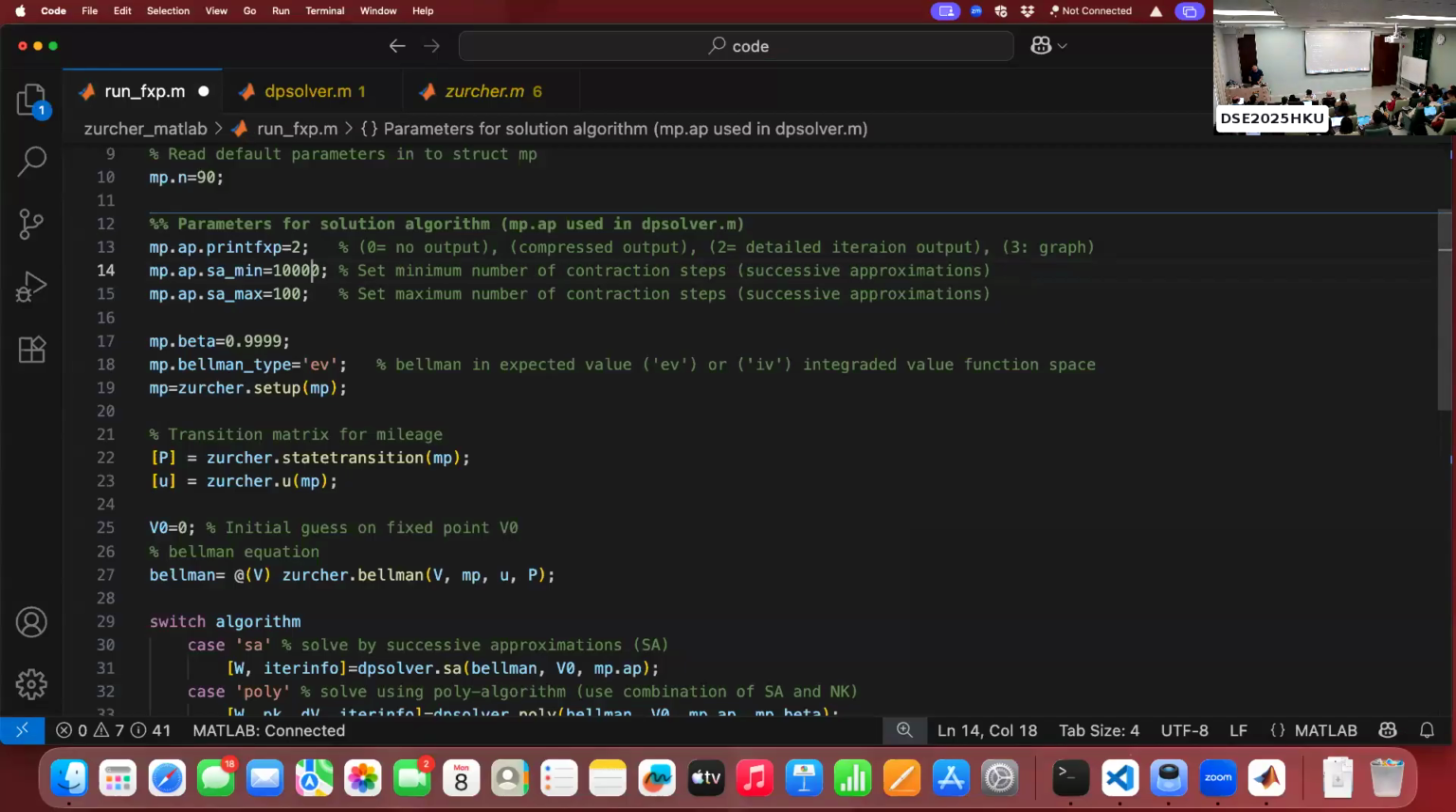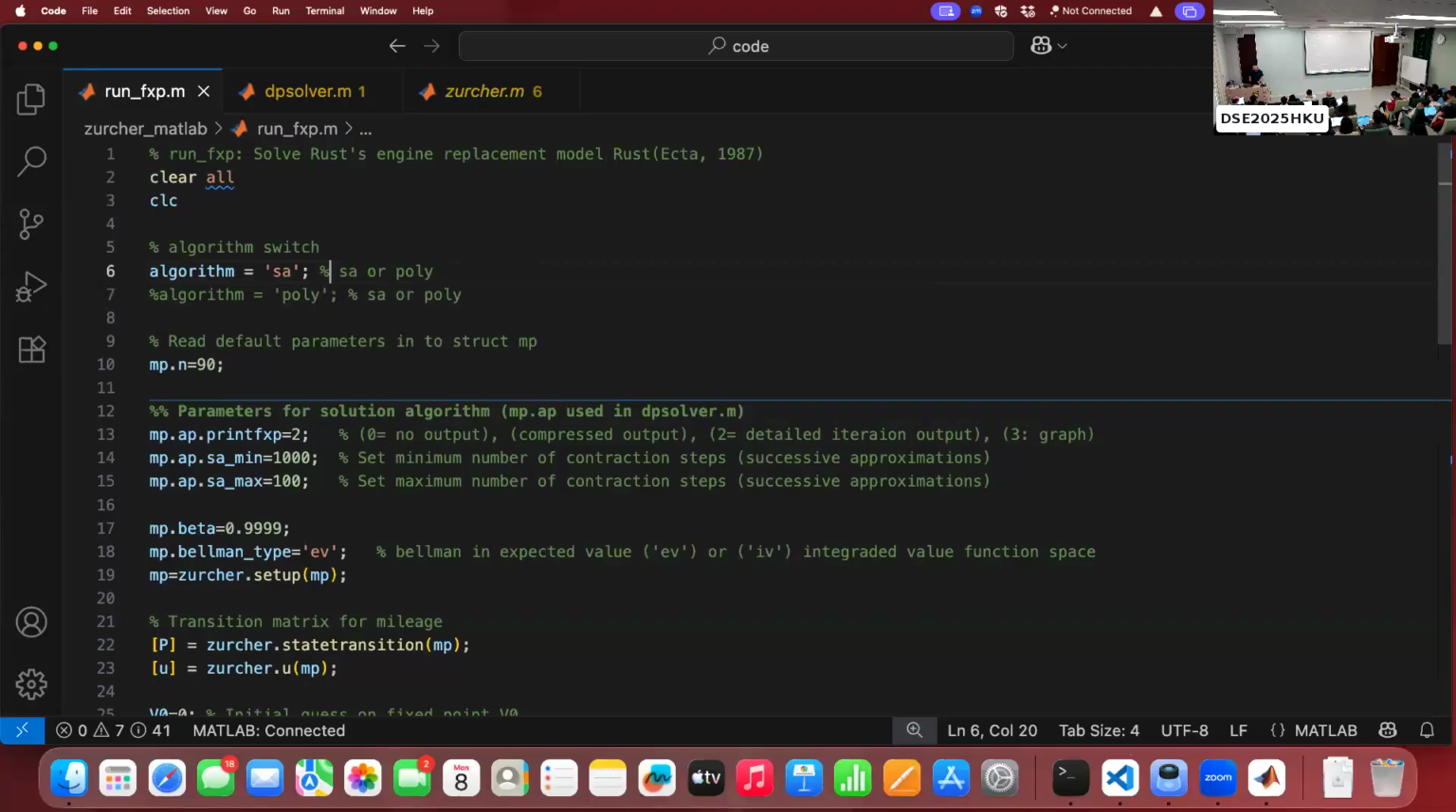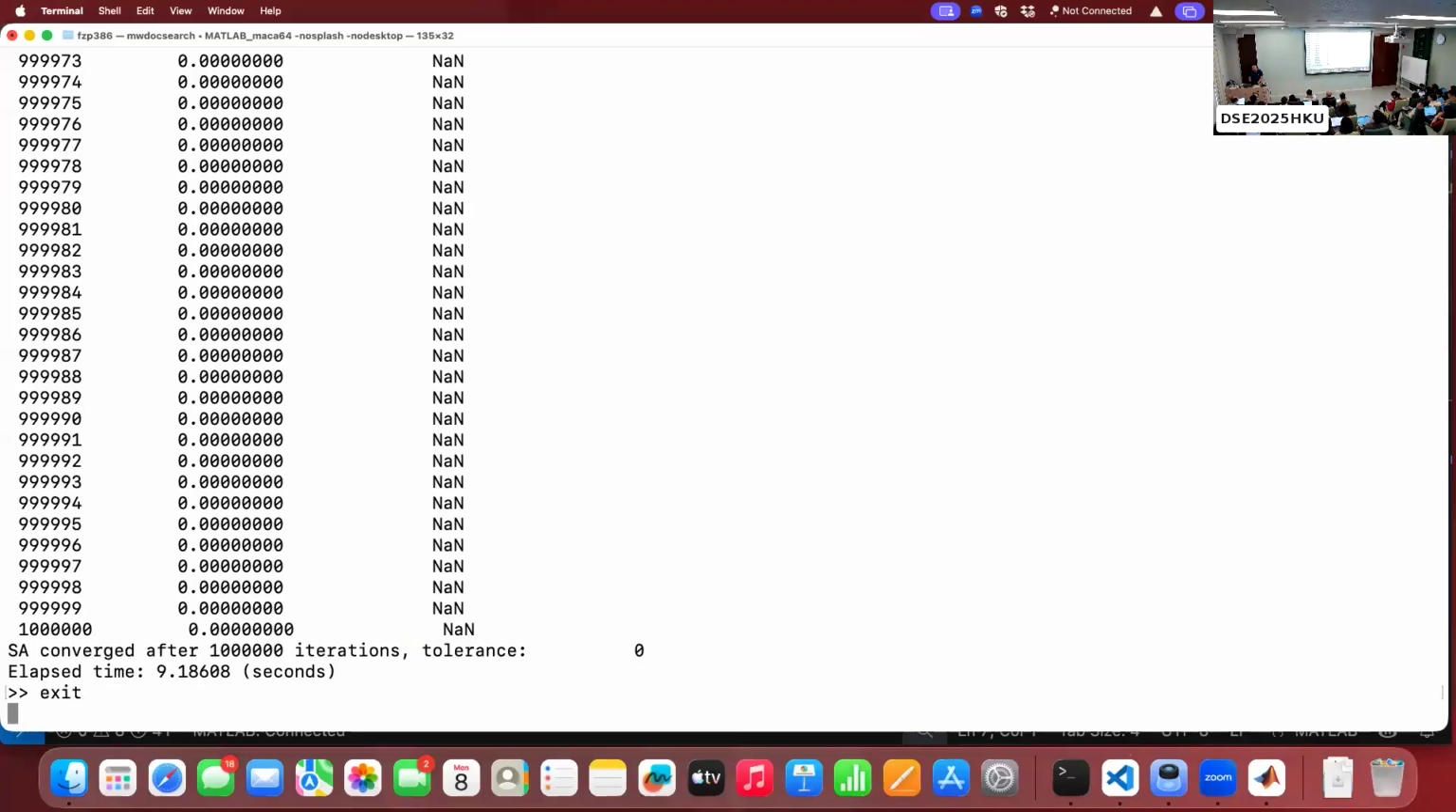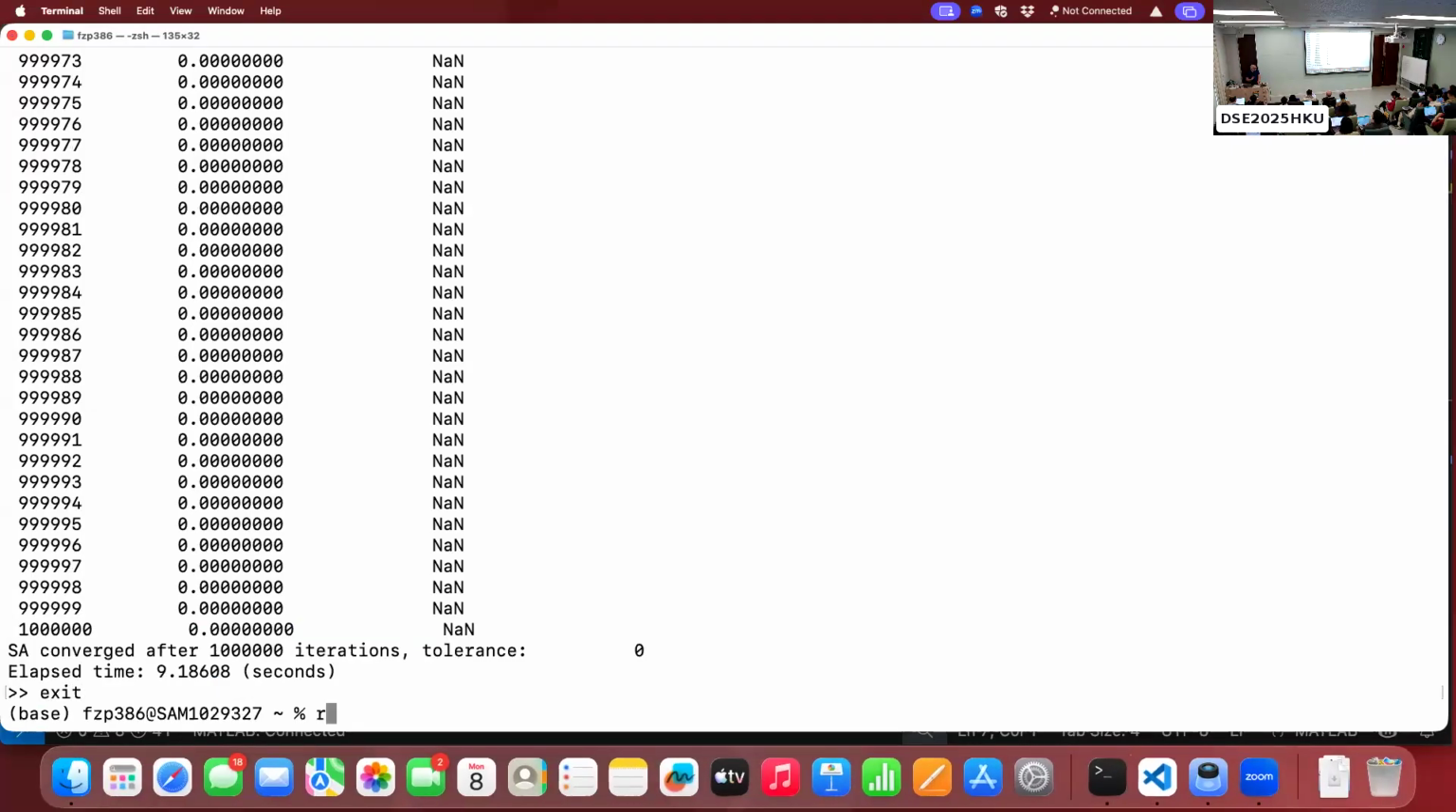That was a lot of iterations. Okay, so instead we can do this Newton-Kantorovich iteration combined with, oh my God, that was not intentional.